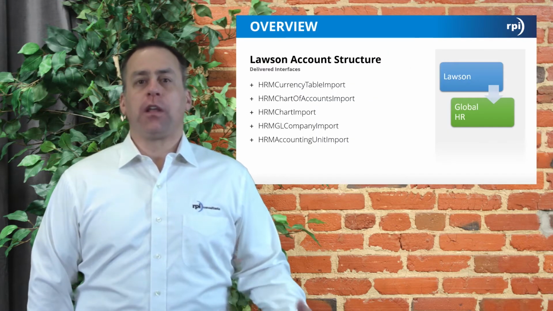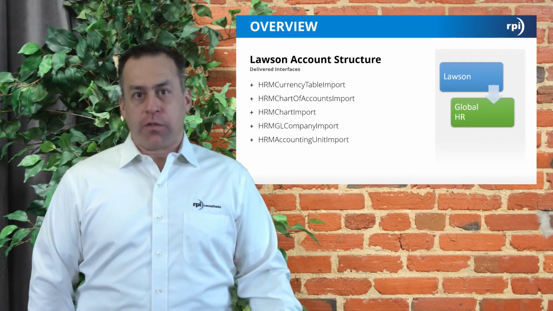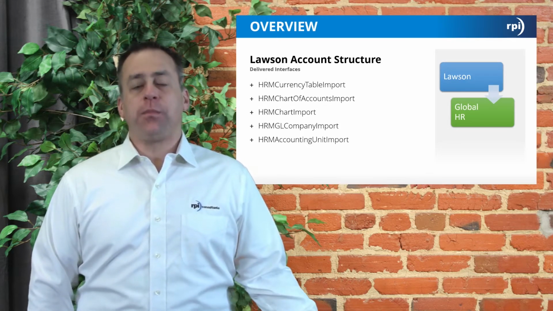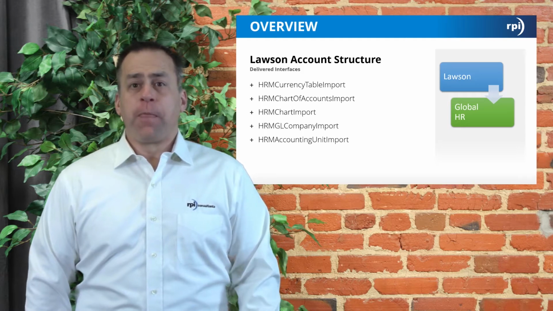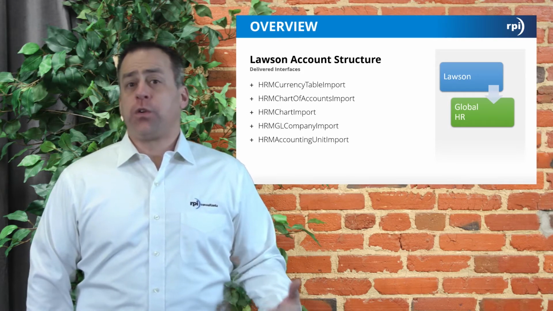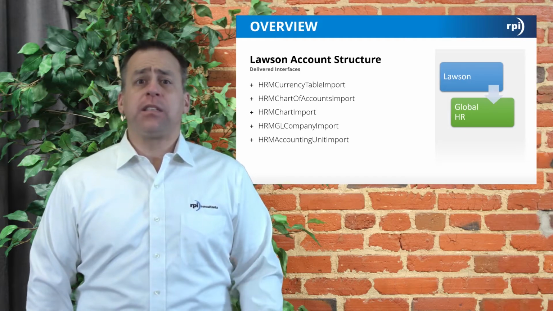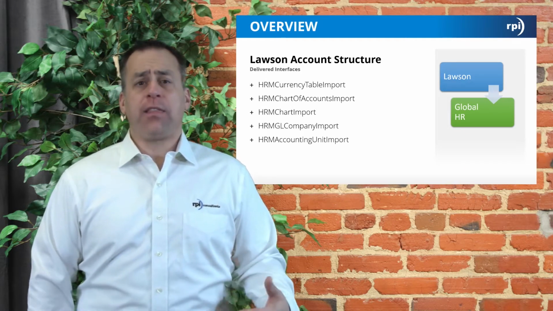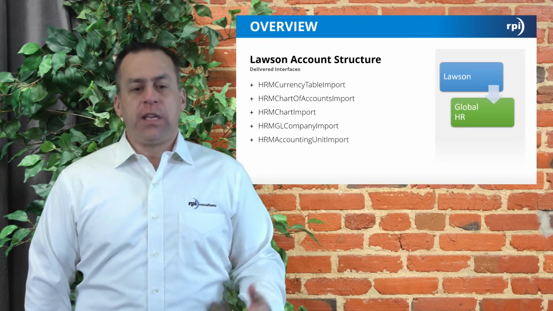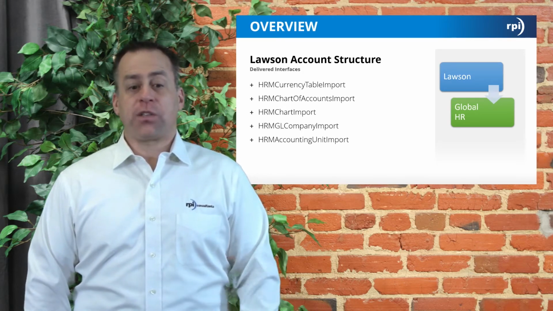So first, let's talk a little bit about the accounting information. This is data that's flowing from the Lawson S3 system into global HR. Highlighted are a few of the main interfaces. There's also things dealing with activities, account categories, and anything that's in the AC system code. But these are the primary ones that you're going to have to pass across.